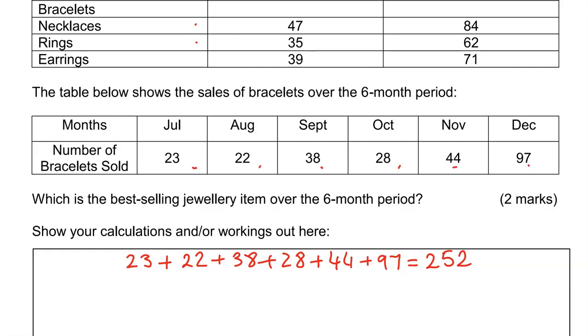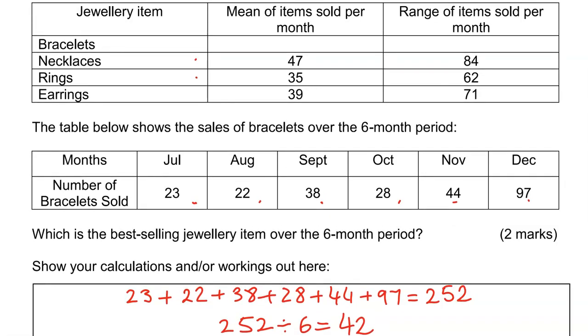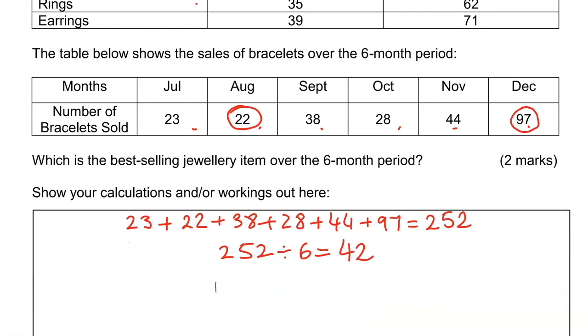So 252 divided by 6 gives us 42. So 42 is the mean. To work out the range, we're going to look at what's the highest number, and that is 97. What's the lowest one? That is 22. So 97 take away 22 gives us 75.